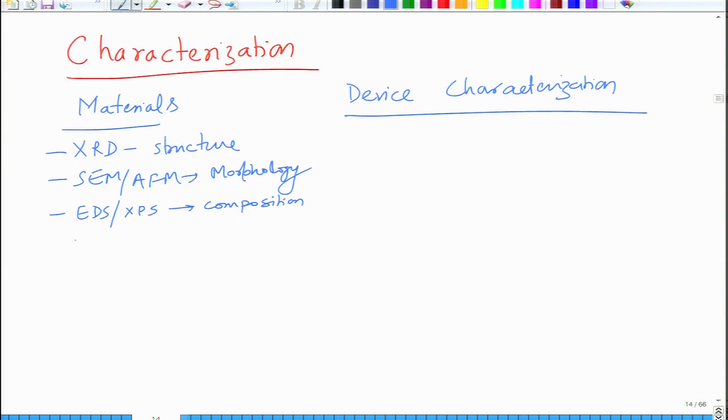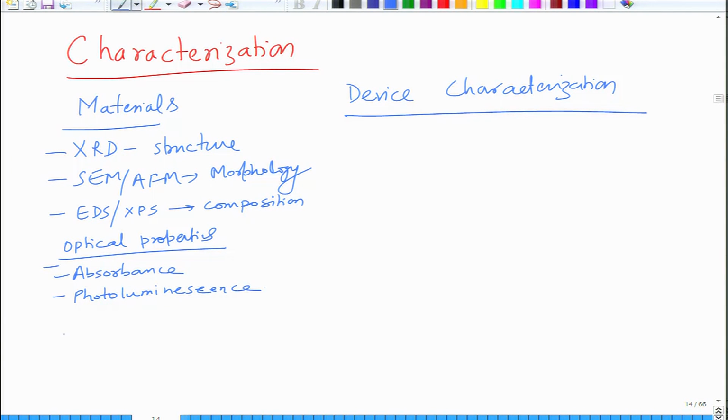If you want to look at material properties such as absorbance, for optical properties, one needs to measure absorbance, and one may also look at the photoluminescence spectra. It may also be useful to look at Raman and FTIR spectra of these materials to look at the phase and type of functional groups that you have. So, this is generally the materials characterization that is done to characterize different materials.